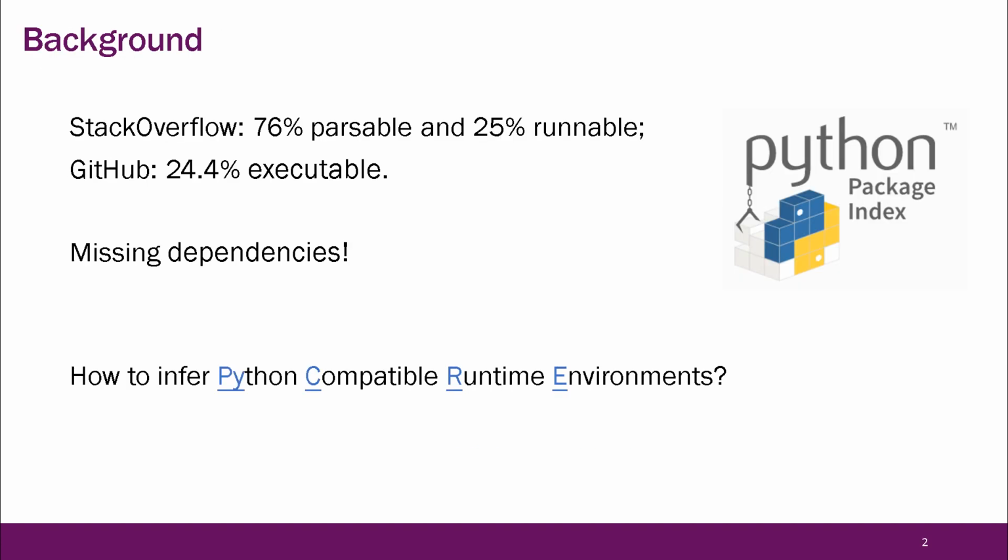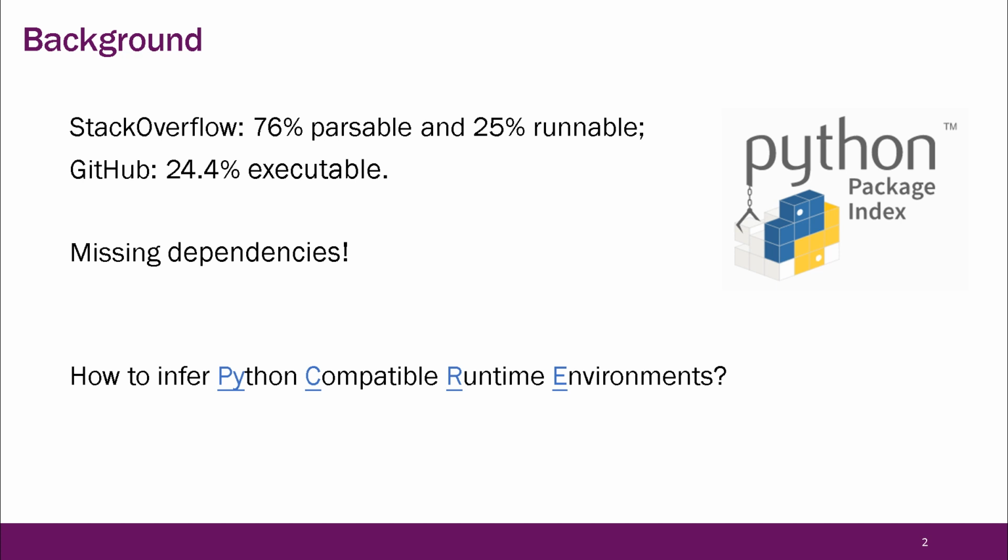As one of the most popular high-level programming languages, code sharing and reuse of Python code have become a common practice for programmers. Empirical researchers observed that the Python code snippets on Stack Overflow are 76% parsable and 25% runnable, and only 24.4% of the Python code snippets shared through GitHub are executable in a clean Python 2 environment.